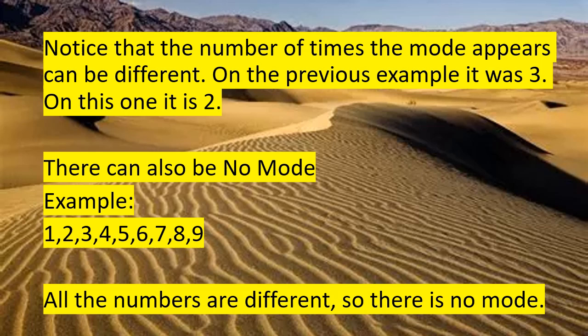So notice that the number of times the mode appears can be different. On the previous example, it appeared 3 times. On this one, it's only there twice. And there can be no mode at all. So if the numbers were 1, 2, 3, 4, 5, 6, 7, 8, 9, each number is there 1 time only. So the numbers are all different, and there's no mode.